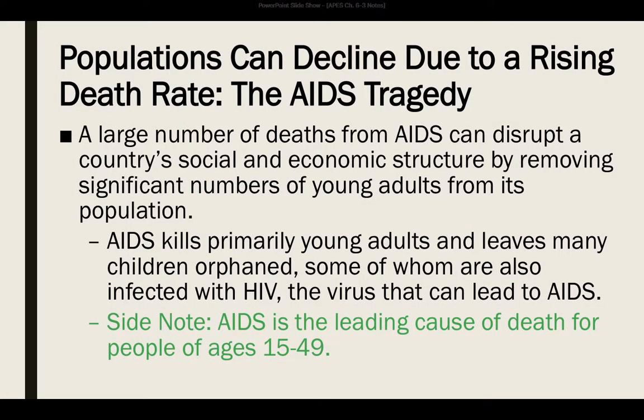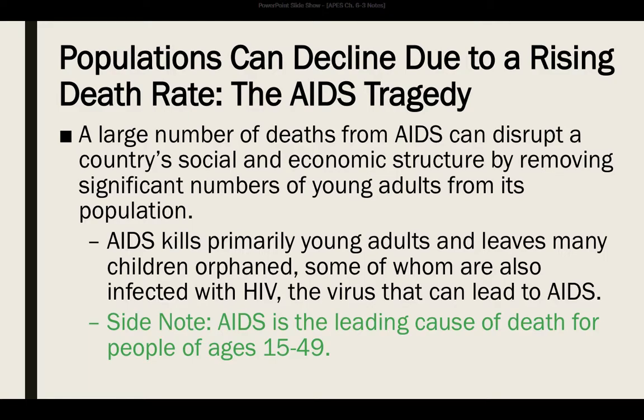Populations can decline due to a rising death rate, the AIDS tragedy. A large number of deaths from AIDS can disrupt a country's social and economic structure by removing significant numbers of young adults from its population. According to the World Health Organization, between 1981 and 2012, AIDS killed more than 30 million people, 617,000 in the United States.